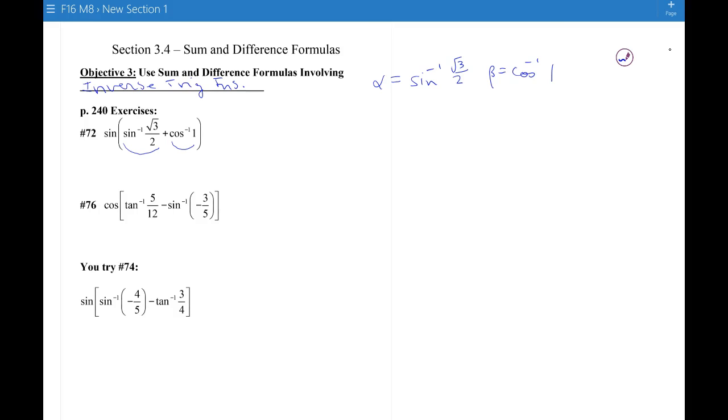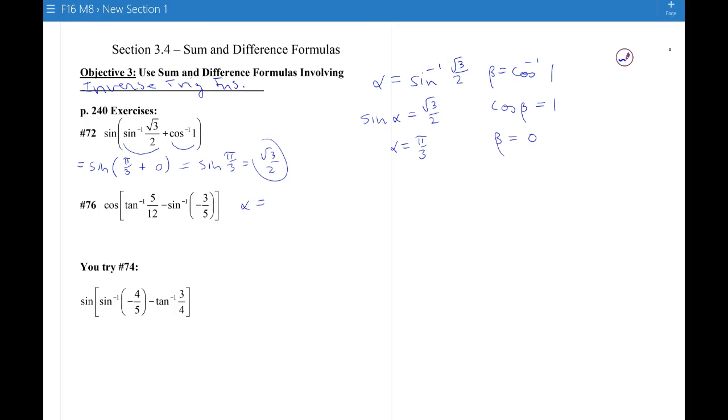So we know that if alpha is the sine inverse of root 3 over 2, then sine of alpha is root 3 over 2. So we need to think about what angle in quadrant 1 or 4 has a sine of root 3 over 2. Well, that's going to be pi over 3. So this equals the sine of pi over 3 plus the inverse cosine of 1. We think, well, what angle has a cosine of 1? Oh, that's going to be 0. So this is really asking us what's the sine of pi over 3, and so we're going to get root 3 over 2.